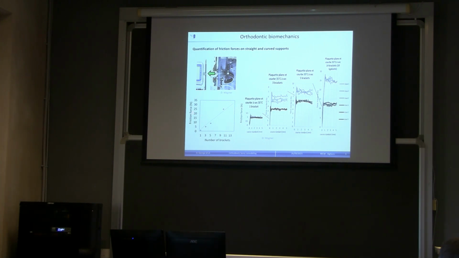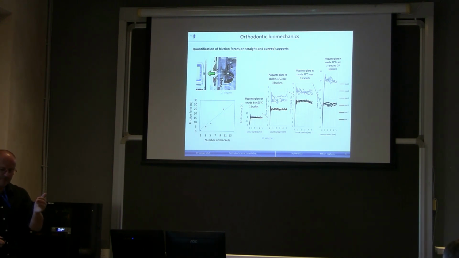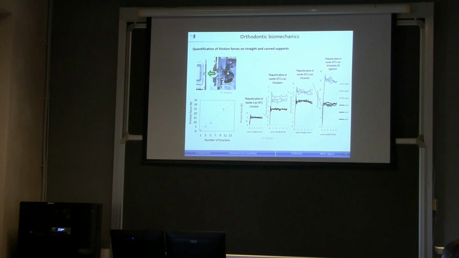And when you plot that friction force as a function of the number of brackets, you obtain this kind of curve evolution. So we are somehow able to quantify this friction force within the bracket. This is one parameter that impacts the elastic response of the wire to the input force onto the bracket.